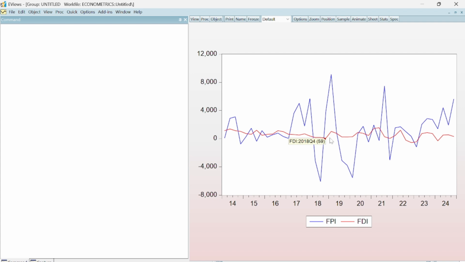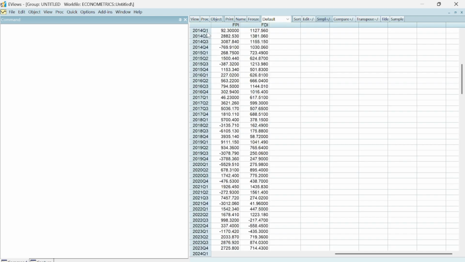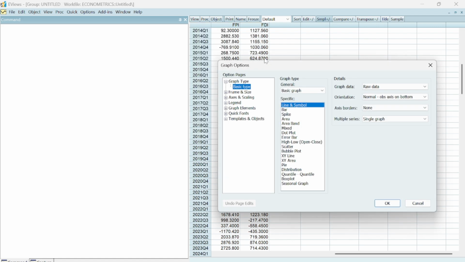Okay, for example, let me check something too. Let me see their spreadsheet. Looking at the variables together, you see that both of them are actually in volumes. None of them are in rates.